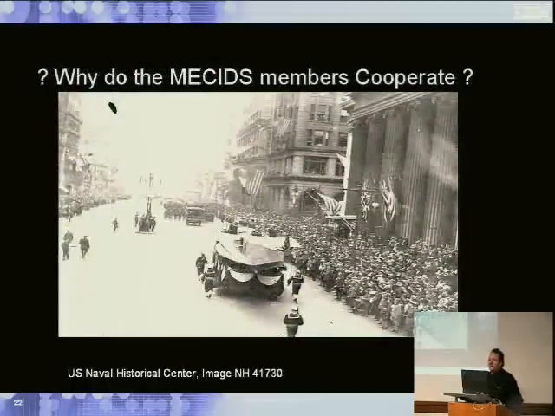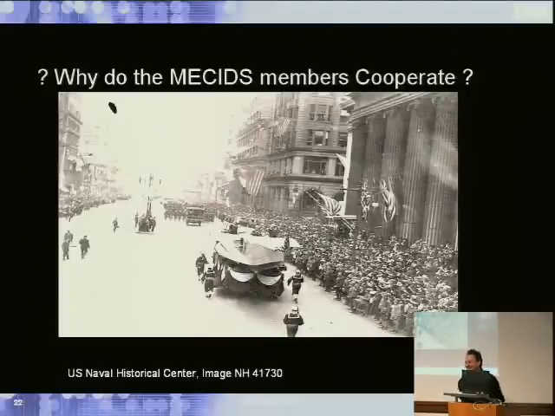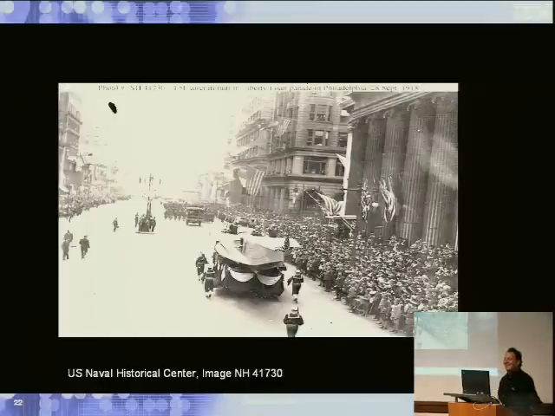Now, one can ask, why do the MECIDS countries cooperate? Who can identify this picture for me? Anybody? Yes? Yes. Good one. So this is the Liberty Loan Parade that took place in Philadelphia in September of 1918.